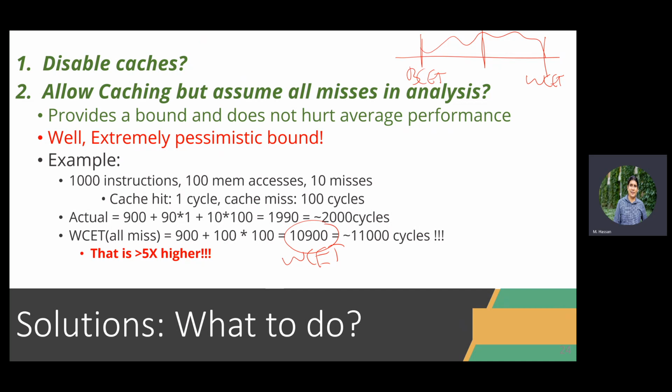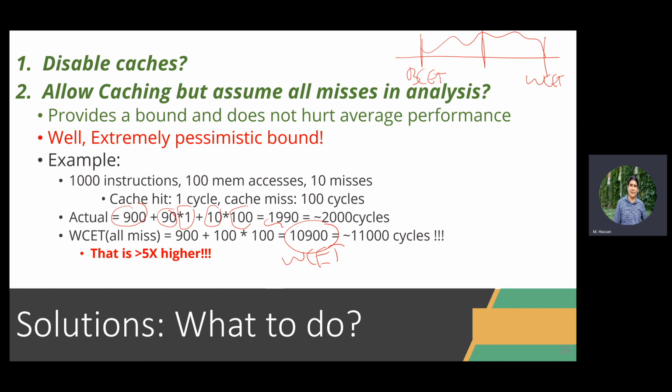If I want to calculate the actual execution time, assuming that you have caches in your system, what is going to be that? What we have done before: well, 900 remains 900 because these are non-memory instructions. 90 memory accesses will suffer only one cycle because these are hits. 10 of them only will suffer the 100. So I ended up with around 2000 cycles of an actual execution time. So compare your actual execution time of 2000 cycles to around 11,000 cycles of worst case execution time.